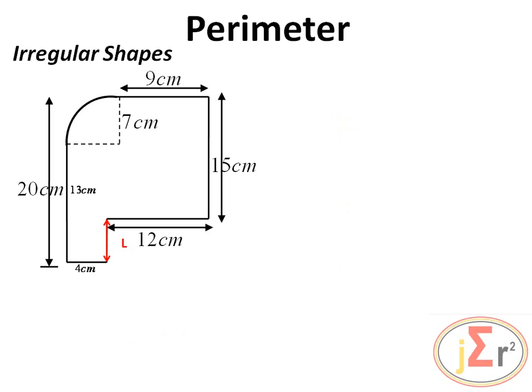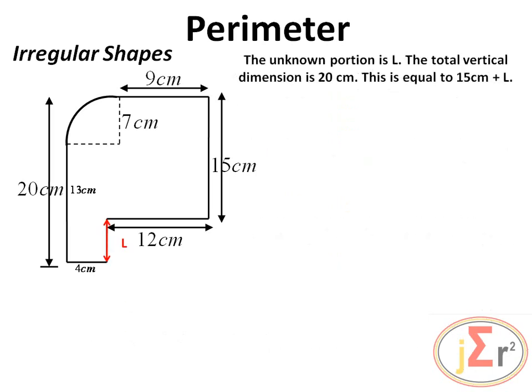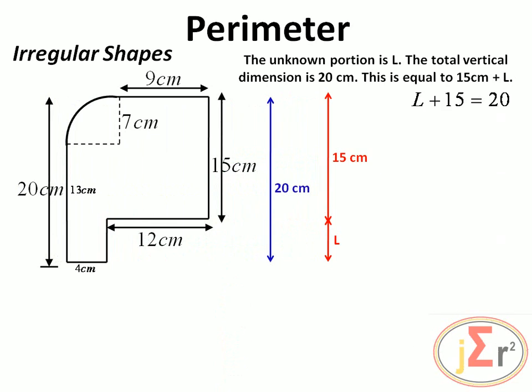Any other? Oh, that little short part right there. The unknown portion is L. The total vertical dimension is 20 centimeters. This is equal to 15 centimeters plus L. Like that. L plus 15 is equal to 20. Simple linear equation also, so we have no problem in solving that one. So L is equal to 5 centimeters, and we put it right there, small, so we know that it is not a part of the original problem.